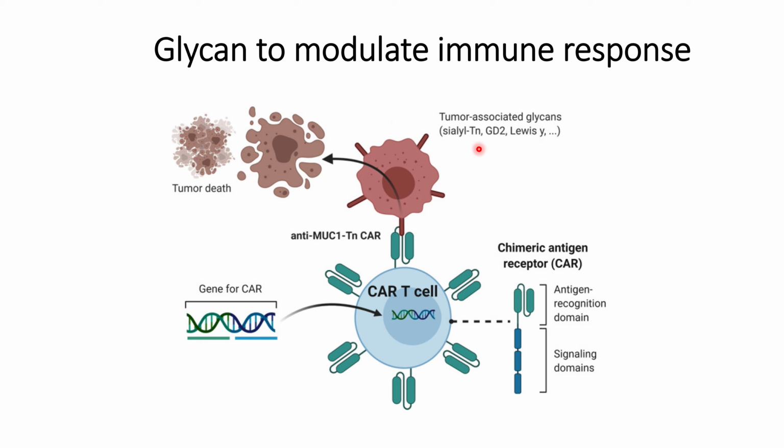Some of the antigens that are found on the tumorous cells are mentioned here, such as the sialyl Tn, which is found in tumor cells in a higher amount compared to the healthy cells, and Lewis Y and GT2 are the other glycans also.